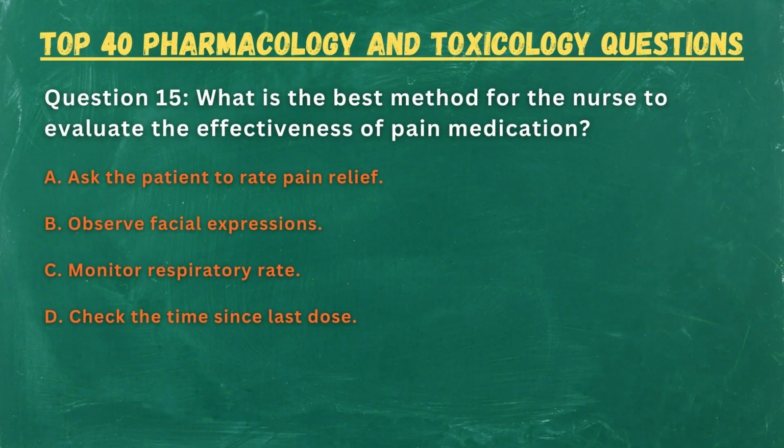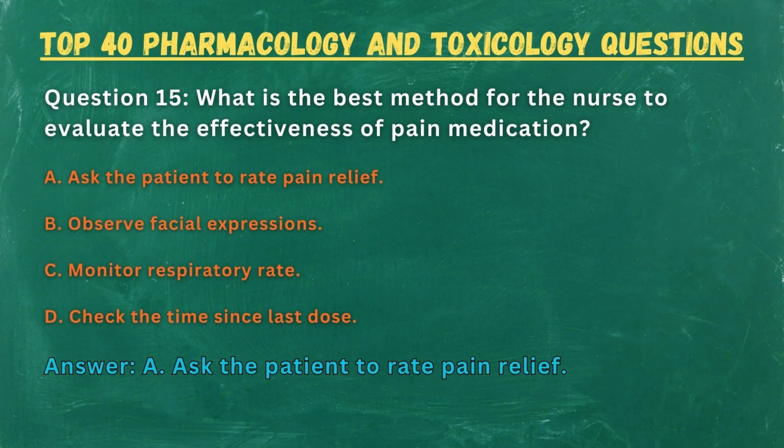Question 15. What is the best method for the nurse to evaluate the effectiveness of pain medication? A. Ask the patient to rate pain relief. B. Observe facial expressions. C. Monitor respiratory rate. D. Check the time since last dose. Answer: A. Ask the patient to rate pain relief.